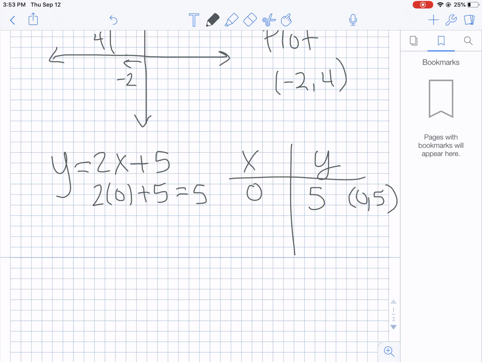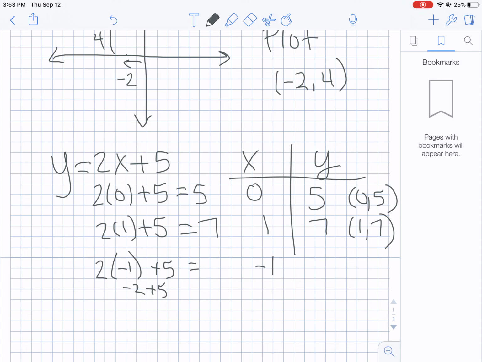If I plug in 1, I have 2 times 1 plus 5. Well, that's 2 plus 5, which is 7. So 1 makes 7. If I plug in negative 1, that would give me negative 2 plus 5, which is 3. So negative 1, 3. Okay?